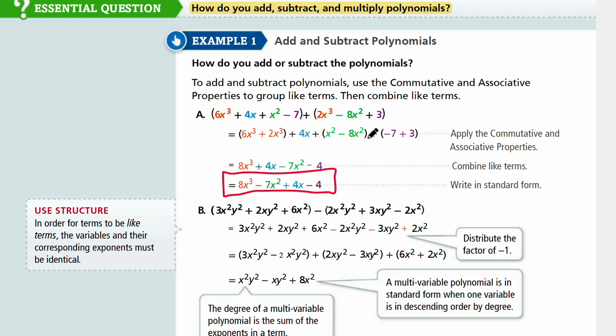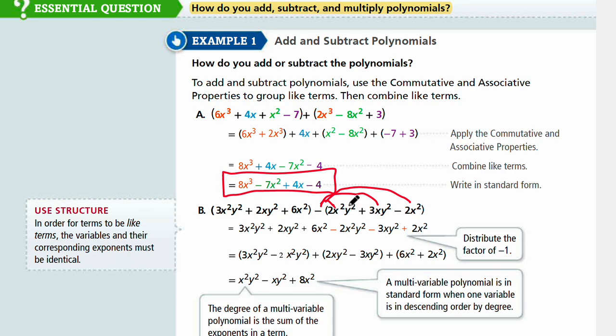You need to group them, add the like terms, and then write in standard form. Same thing for any other polynomials. If you're adding, then you can just change the order right away. But if you're subtracting, make sure you're multiplying by using the distributive property. You're multiplying the negatives out.